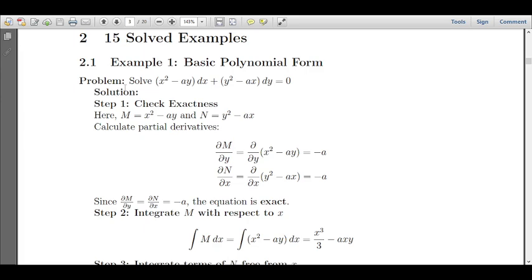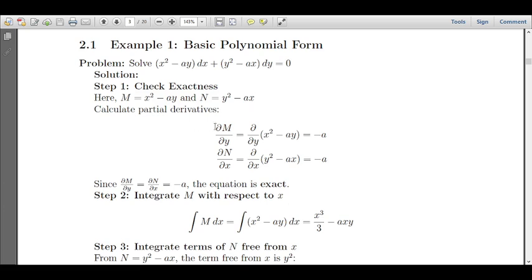First, basic polynomial form. Solve the differential equation (x square minus ay) dx plus (y square minus ax) dy equal to 0. The above equation is of the form M dx plus N dy equal to 0, where M equal to x square minus ay and N equal to the coefficient of dy, which is y square minus ax.